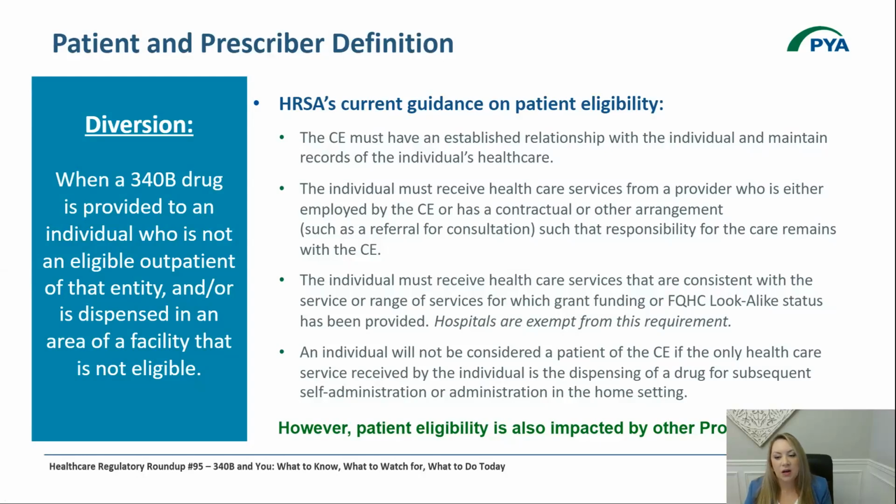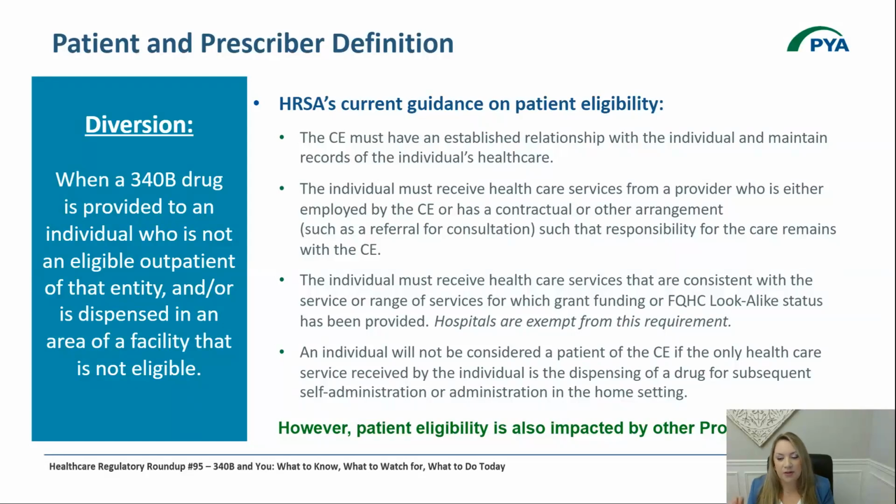So HRSA's current guidance, which is rather old, I might add, on patient eligibility is that the covered entity must have an established relationship with the individual. They must maintain records of the individual's health care, and the individual must receive healthcare services from a provider who is either employed by the covered entity or has a contractual or other arrangement with the covered entity, such that the responsibility for the care remains with the covered entity. And so that second bullet there, when we talk about provider, that's really getting at prescriber.